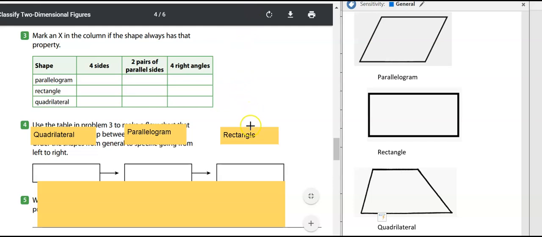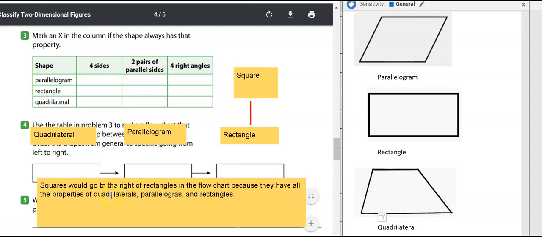So I would put a square to the right of my rectangle. Square would go right here. Because my square is a parallelogram and it is also a quadrilateral because it fulfills all three of my properties just like the rectangle. So let's go ahead and explain that in the space below. Press pause and in your own words explain why we would put a square to the right of the rectangle.